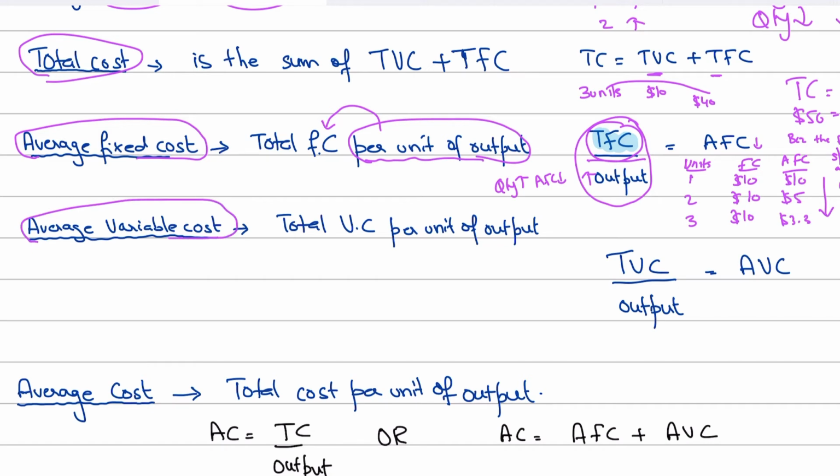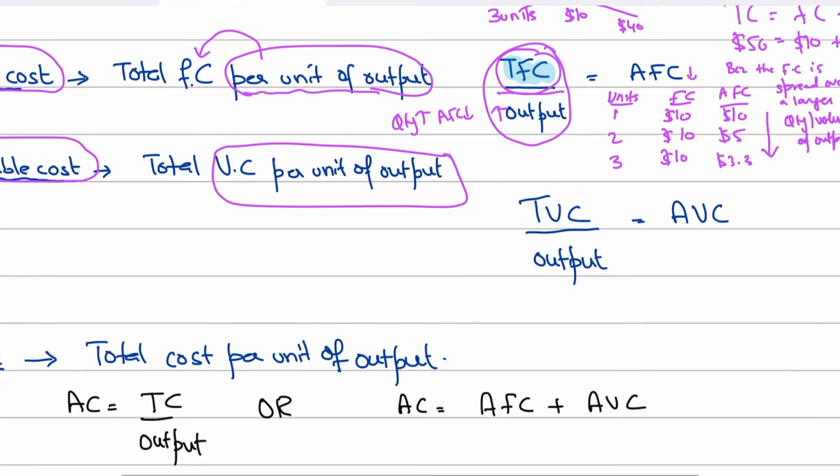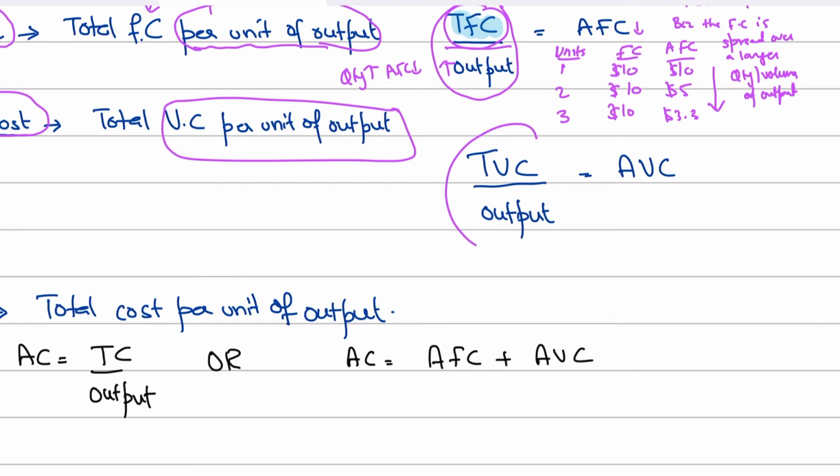Moving on to what average variable cost is, guys. Average variable cost is simply variable cost per unit of output. That is how much variable cost is absorbed in a single unit. So the formula is total variable cost divided by the output.